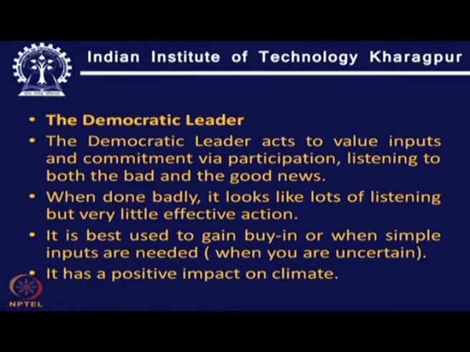The democratic leader acts to value inputs and commitment via participation, listening to both bad and good news. So if it is not done correctly, it shows like everything has been heard but no action has been taken. So people have to be very cautious of using this style, and again it has a positive impact on the climate.